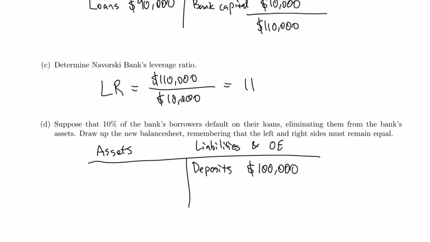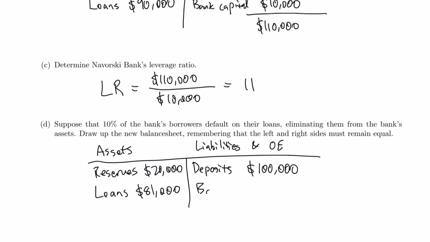The reserve ratio hasn't changed. That's still 20%, and so our reserves are also going to stay the same at 20,000. But now we've had 10% of our $90,000 in loans default. 10% of 90,000 is 9,000, and so we are going to subtract that off of the total to get 81,000.